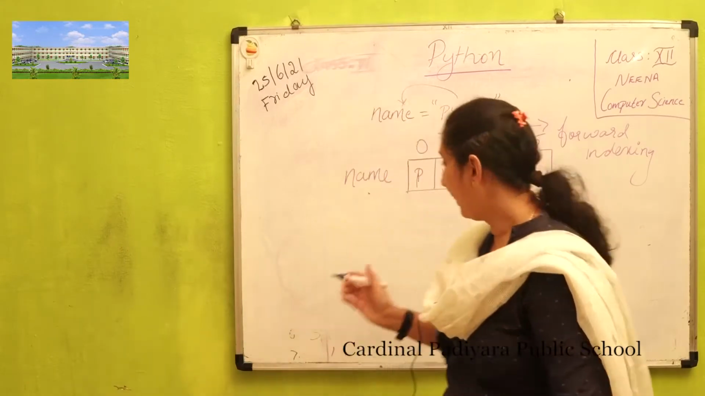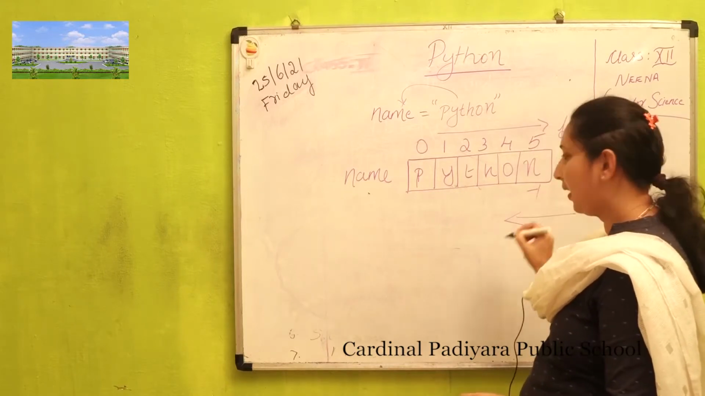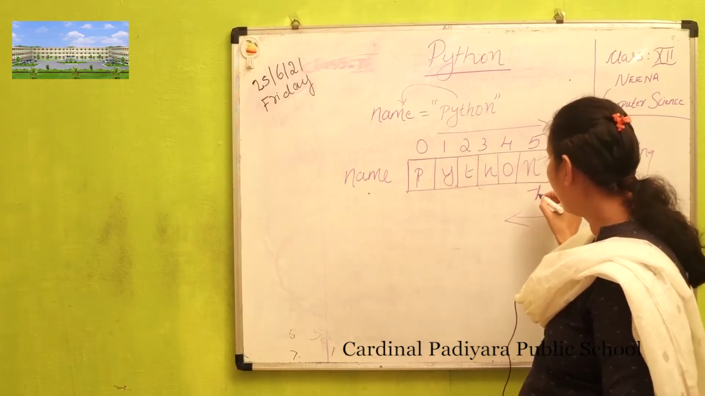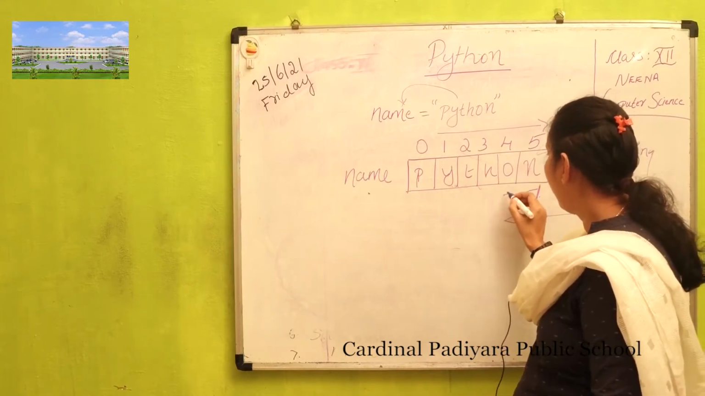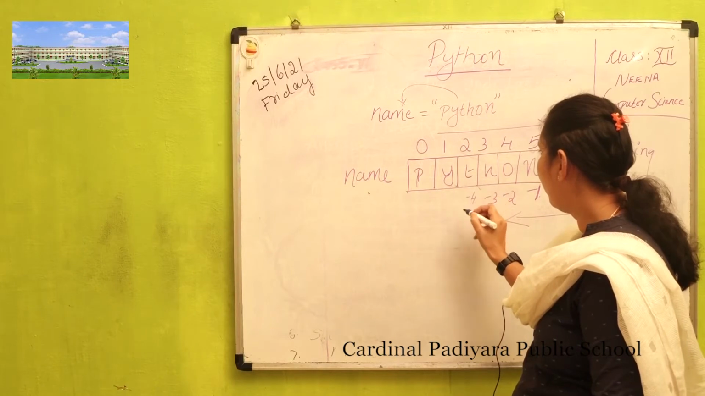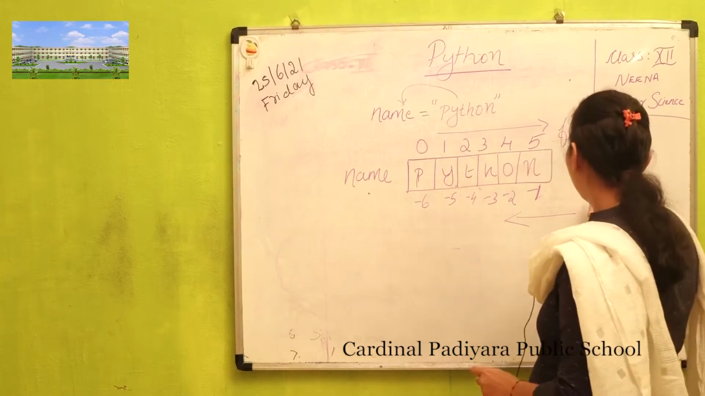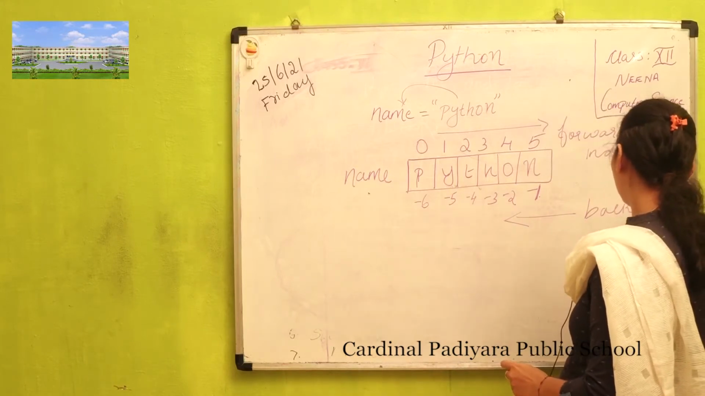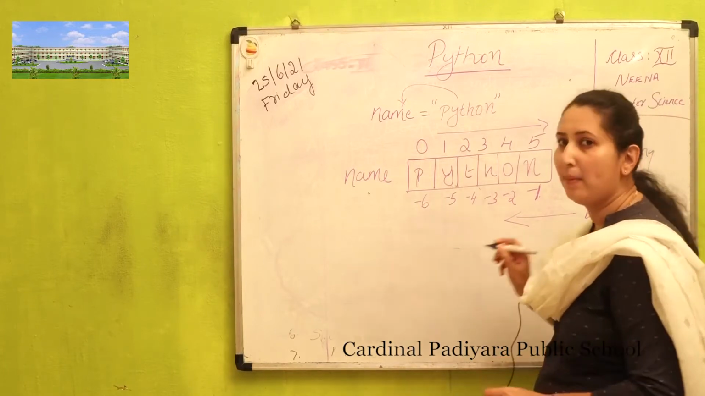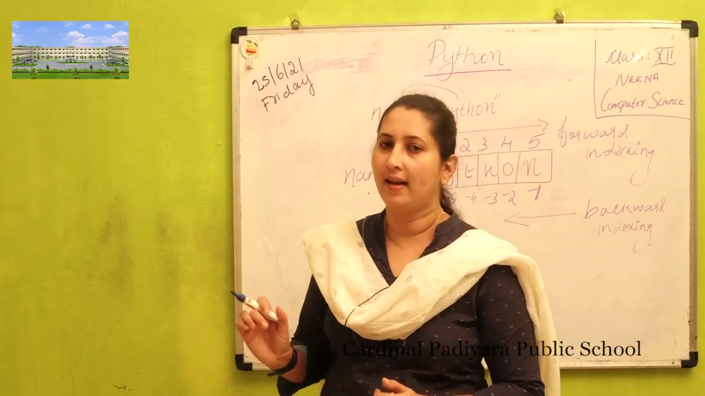In another way it is called backward indexing. So we write here -1. N is at index -1, O is at -2, H is at -3, then -4, -5, up to -6. This is termed backward indexing. So string elements are stored in two ways, forward direction and backward direction.